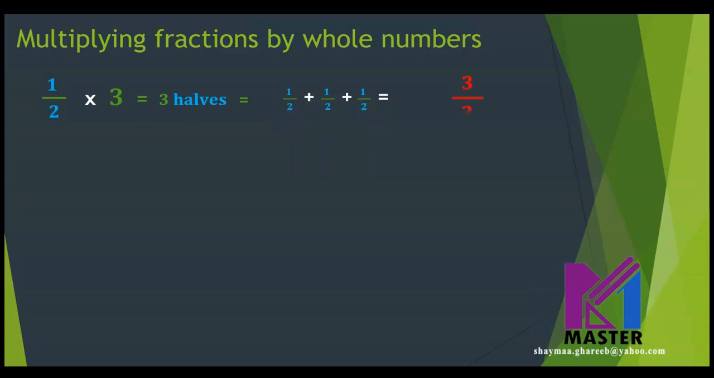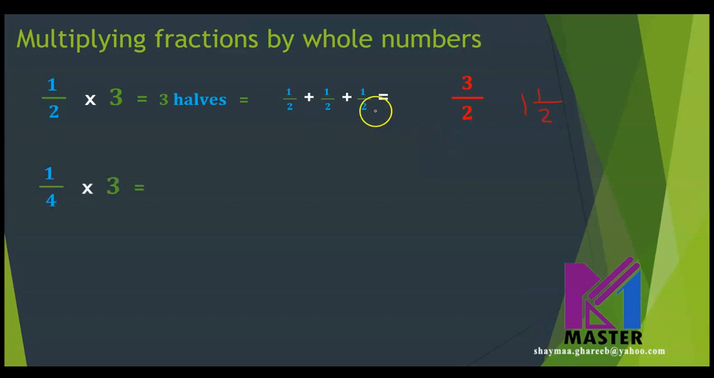How to write 3 halves? 3 over 2, which is an improper fraction. And we can also write any improper fraction as a mixed number. So 3 over 2 can be written as 3 divided by 2 equals 1, remainder 1. So I can write it as a mixed number, which is 1 and 1 over 2, or 1 and a half. Is this okay?